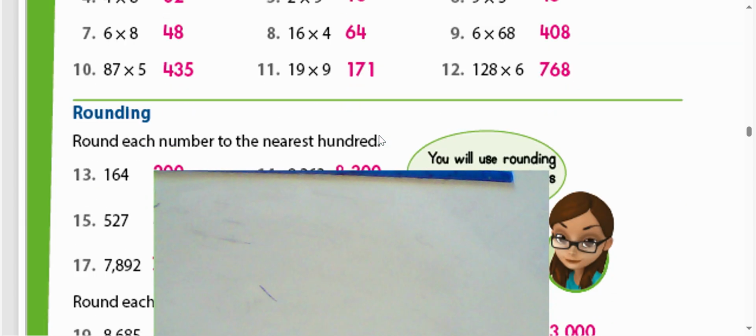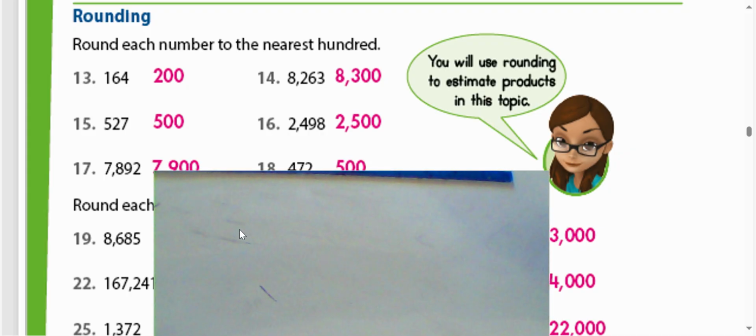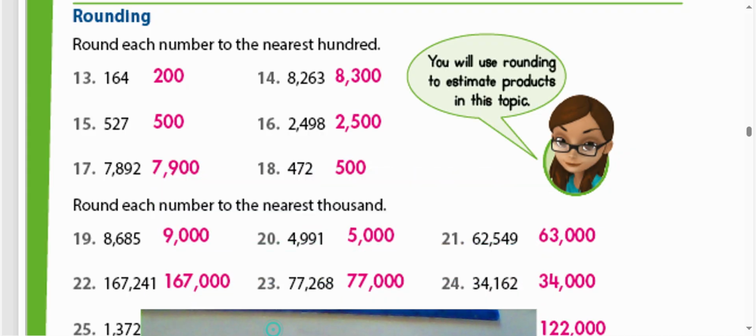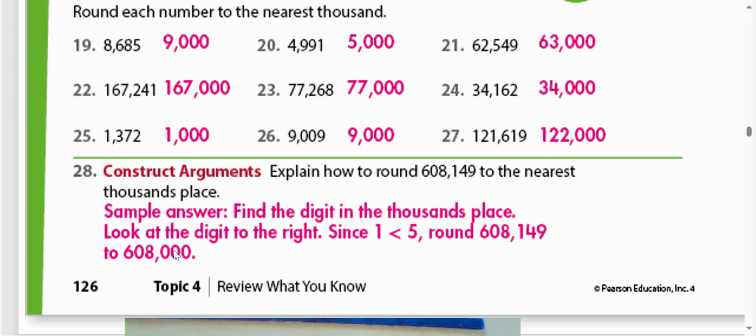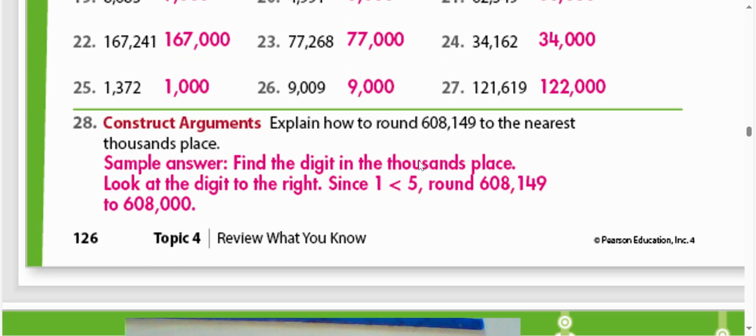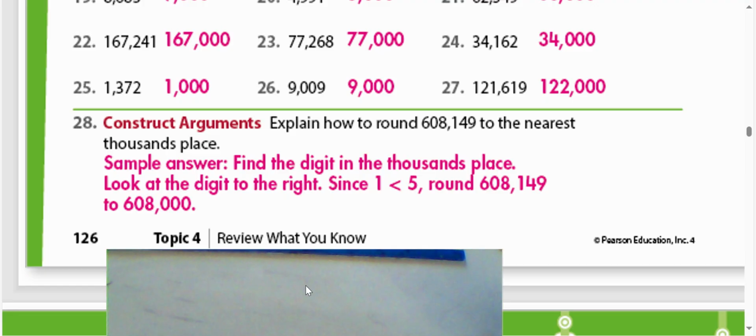But now we will review first about rounding. Do you remember rounding to the nearest 100, thousands and 10,000 also? 608, you can approximate this number to the nearest 100 will be 600. 149 is nearest to 150. Then I want to explain how to round this number to the nearest thousands place. Nearest thousand, 149 is nearest to 0. Understood? We can approximate this number to the nearest thousand. Okay. Next question.